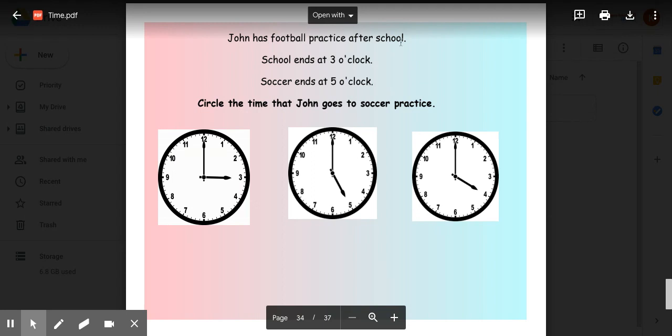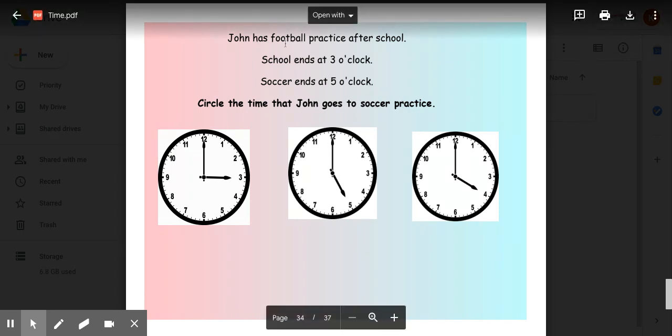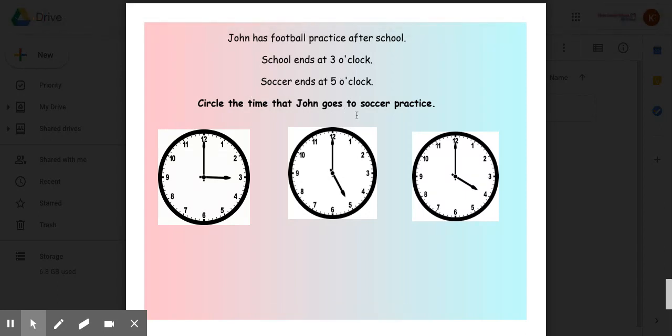John has football practice after school. School ends at 3 o'clock. Soccer ends at 5 o'clock. Circle the time that John goes to soccer practice. So I think this up here should say soccer practice. So John has soccer practice after school. School ends at 3 and soccer ends at 5. So circle the time that John goes to soccer practice.